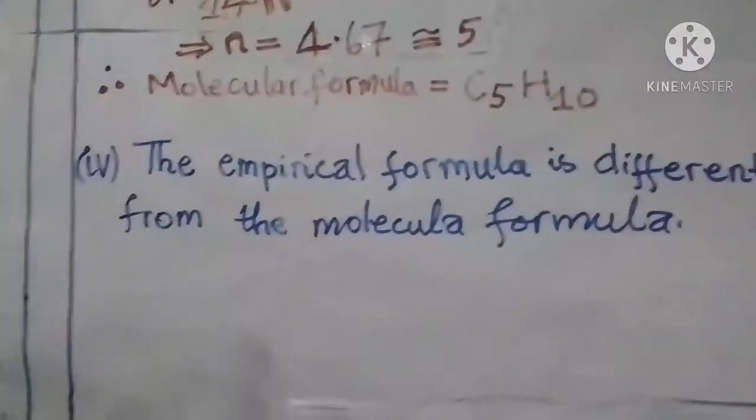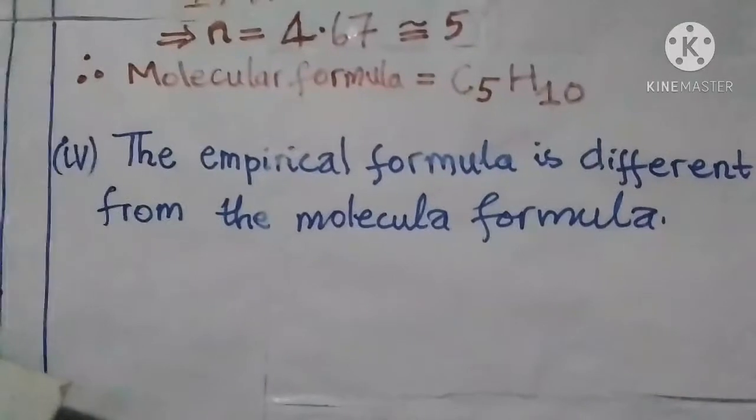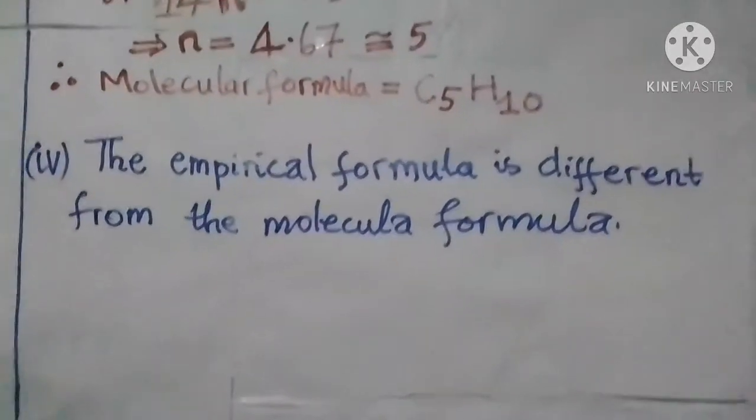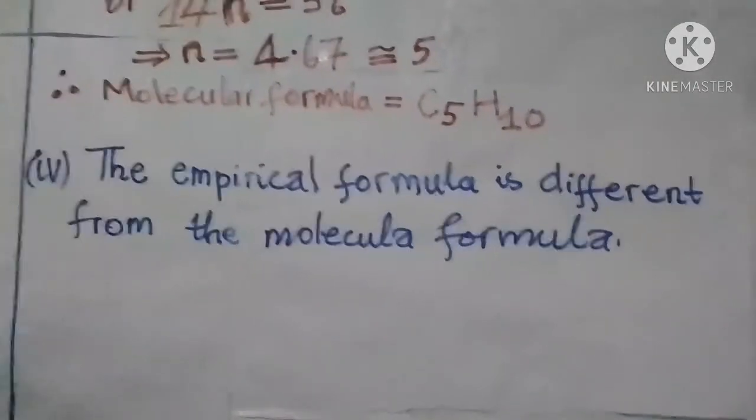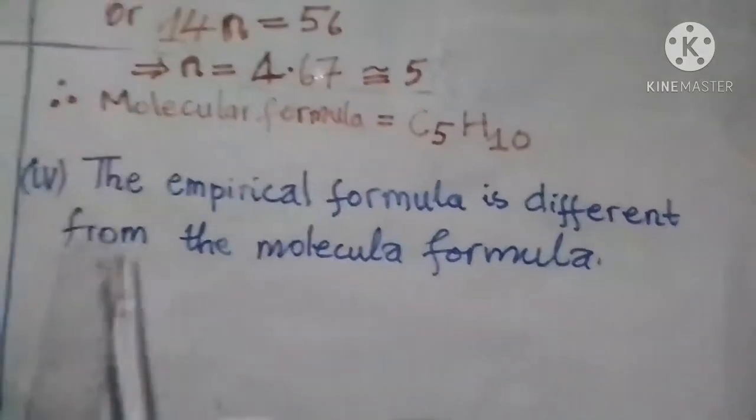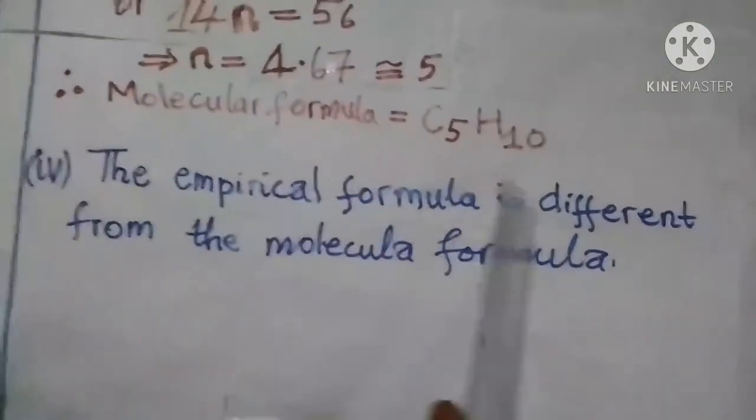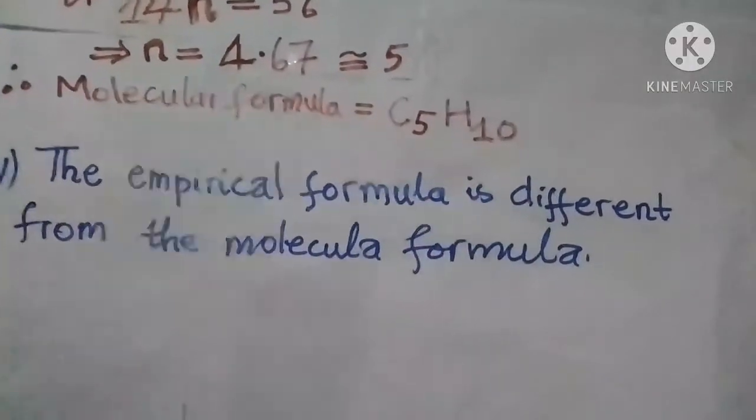Question small roman 4 says that what conclusion can you draw from small roman 1 and small roman 3? The conclusion we can draw is that the empirical formula is different from the molecular formula.